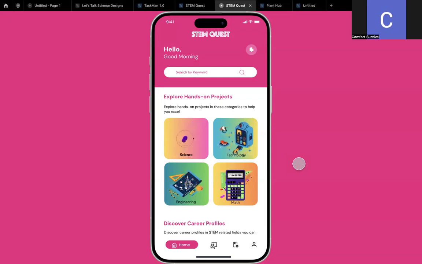That way, we are keeping the user engaged and we're not burdening them with the process of filling out a long form just to get into the system. It's completely unnecessary for this. So yeah, they have the options to search. Because this project is still in progress, the keyword search is not yet effective. They are prompted to explore hands-on projects in categories of STEM, such as science, technology, engineering, and math.